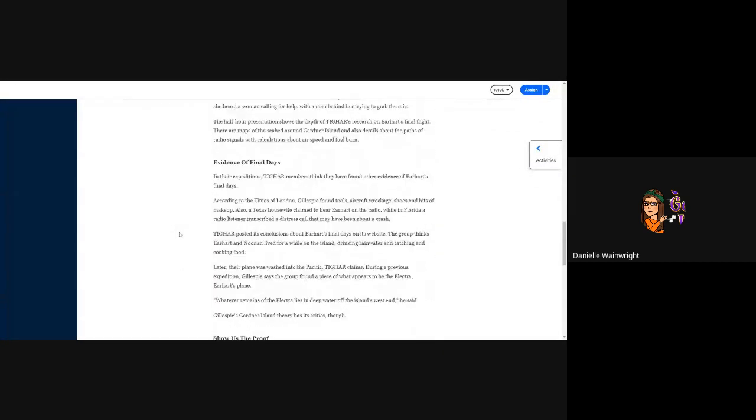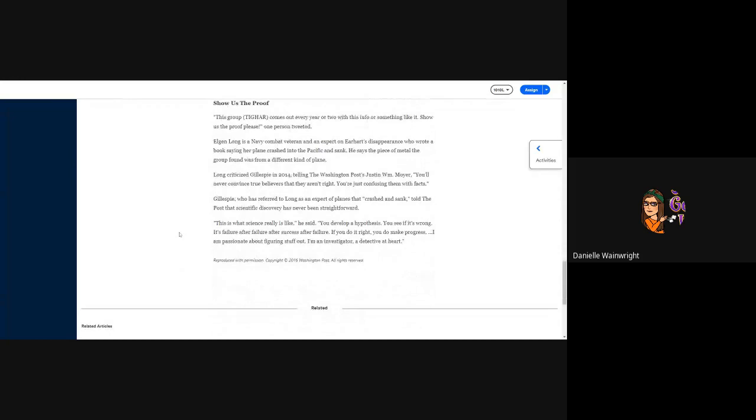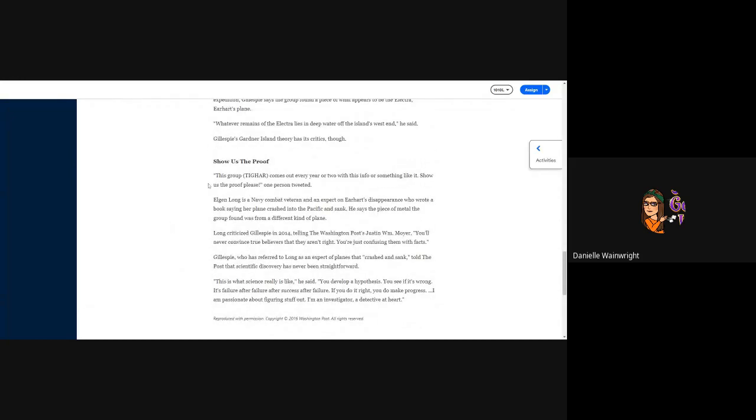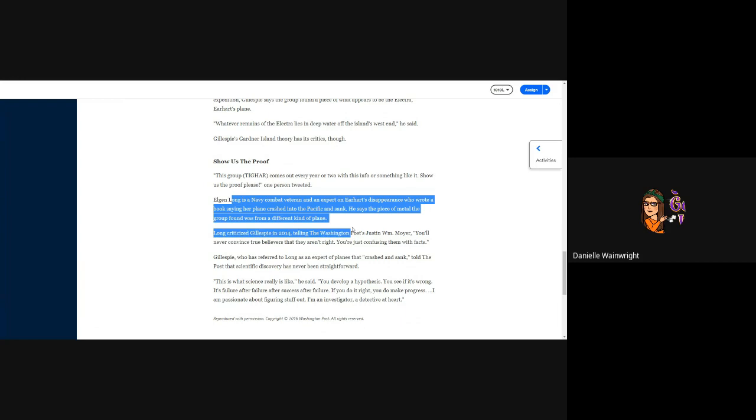So I'm going to use a subheading that says, "Show us the proof." So this person just said there's no proof. It was a tweet, so it's not super reliable. But then a Navy combat veteran, Elgin Long, did say that he thinks that the piece of the plane they found was a different plane, and that they're just being fanatic. So we can use some of this argument.